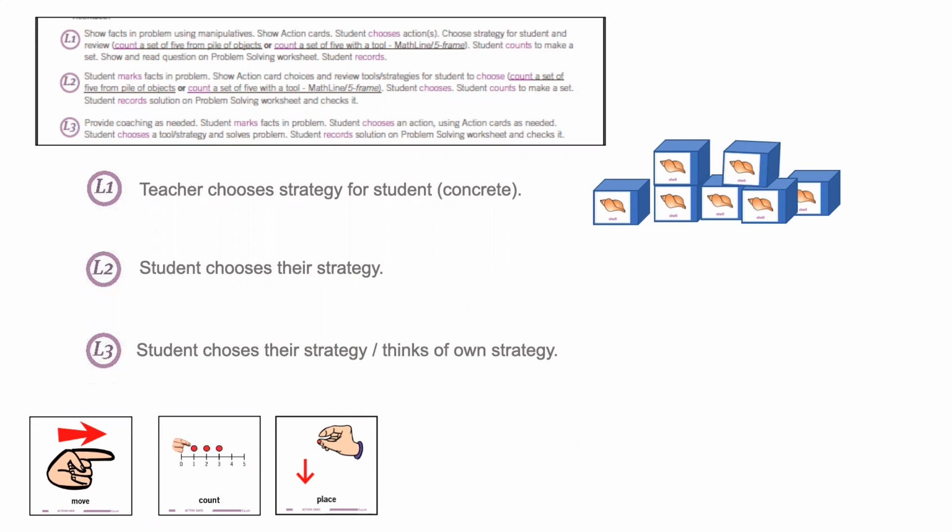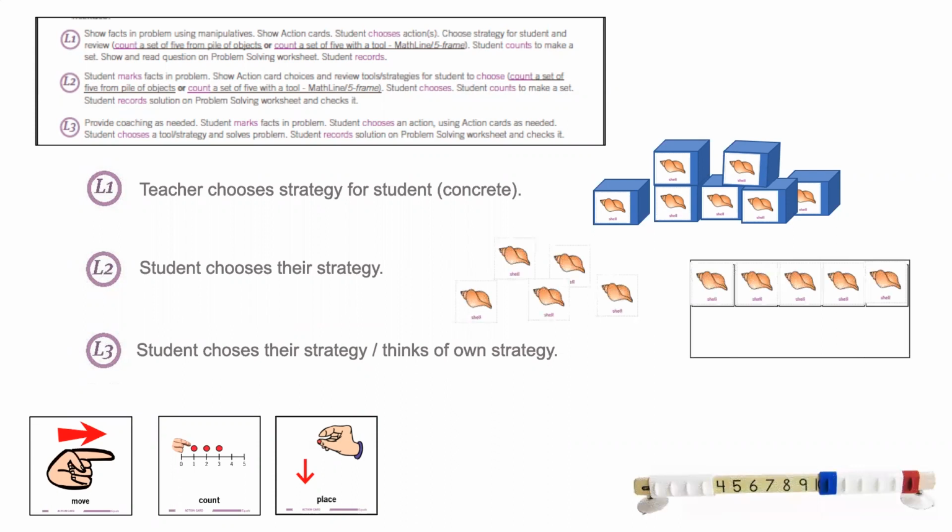Now, when viewing the strategy options, it is important to note that there will always be 2 strategies to choose from. One strategy will always be a more concrete option to support students who need that level of support. For students at a level 1, it may be most helpful to choose the more concrete option to support their engagement and understanding. So for my student in this particular lesson, counting a set of 5 from a pile, and in this case, the cubes with the shell pick symbols attached to them, is much more accessible to them as opposed to placing those cubes in each spot on the 5 frame.